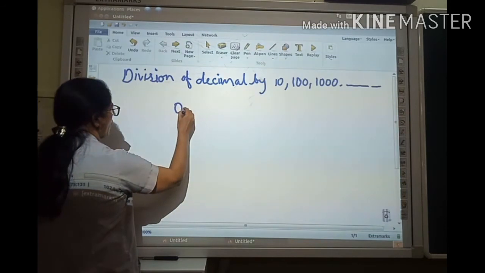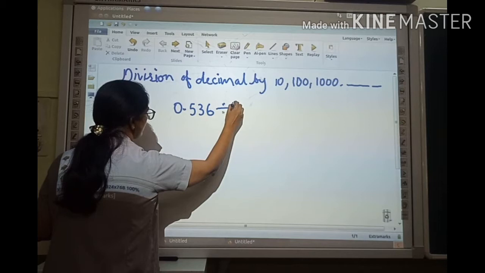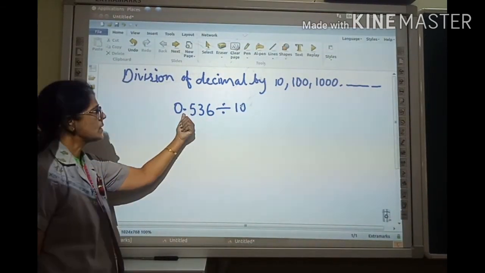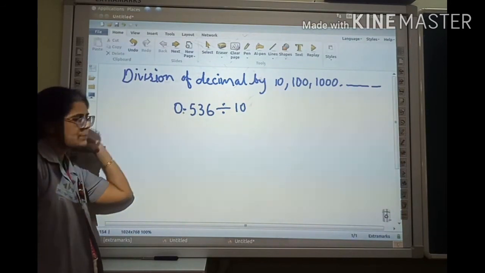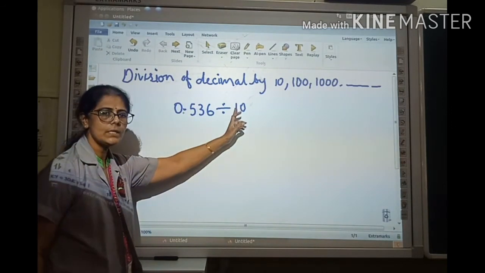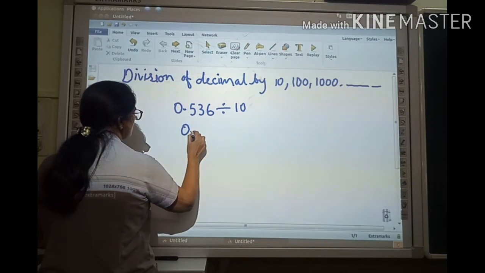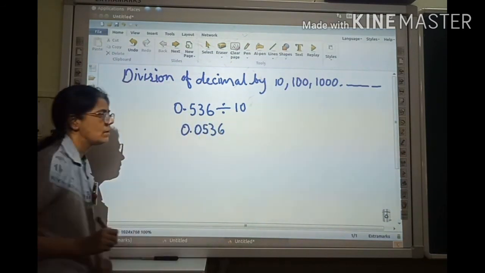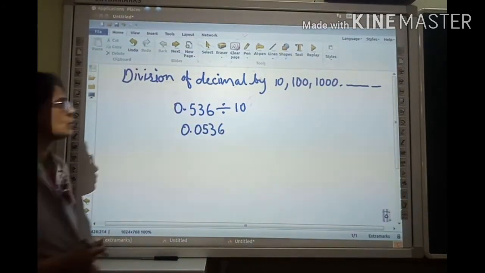Suppose 0.536 divided by 10. So here is the decimal, right? So that I have to move to the left side one digit. Why? Because here in the 10 only one zero we have. So what will be my answer? 0.0536. Understand, children? This way we can solve orally also.